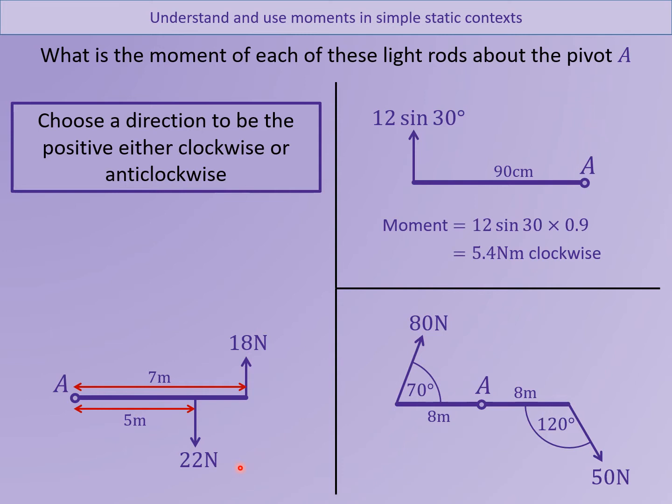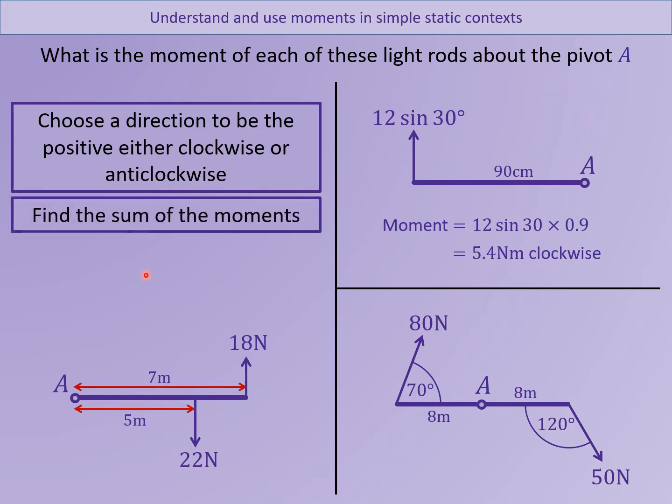We'll talk about what happens at the end in a minute. So make a decision whether you want to go down as positive. In other words, it'd be 22 times 5 minus 18 times 7, because that's in the opposite direction. Or you can go up as positive. Then it'd be 18 times 7, take away 5 times 22. It's totally up to you. To work out the total moments is putting those two things together.